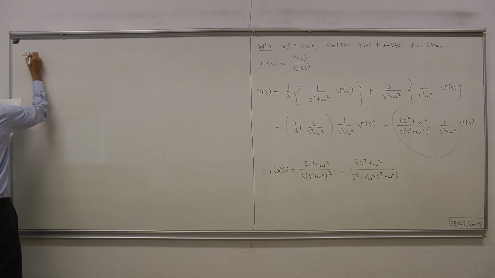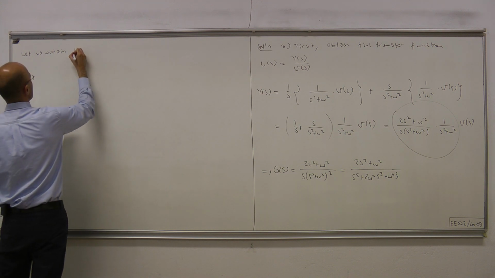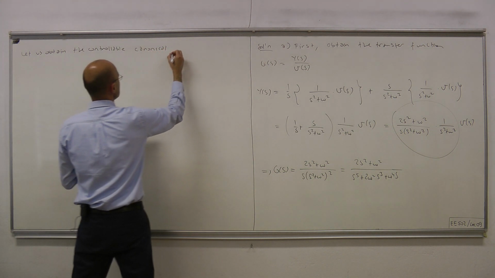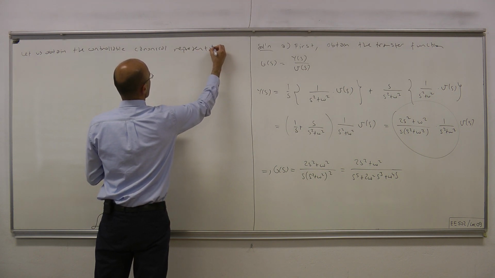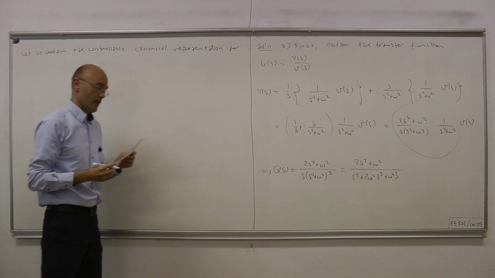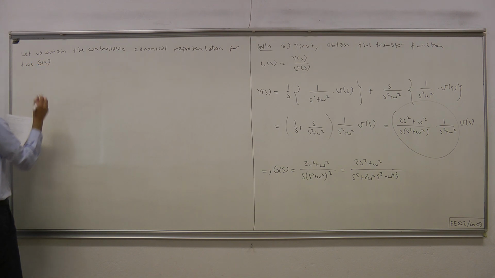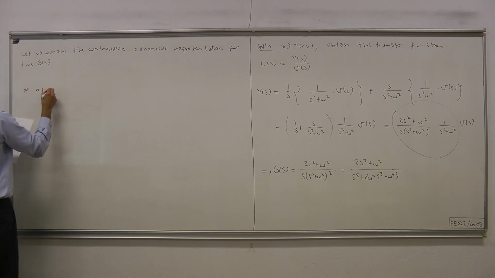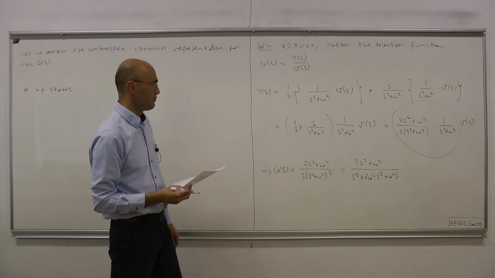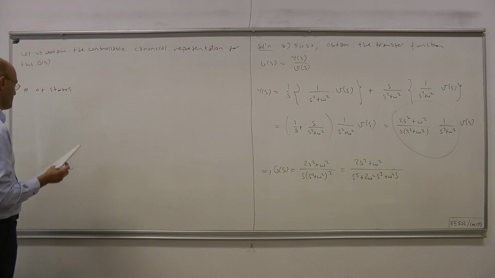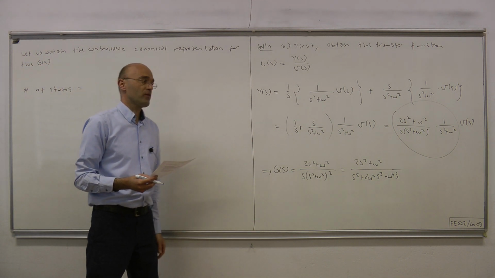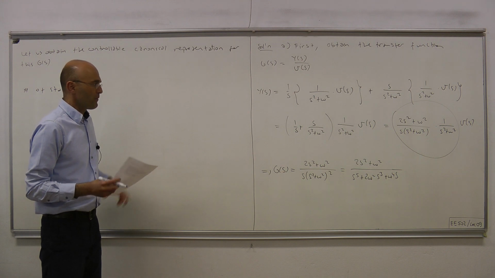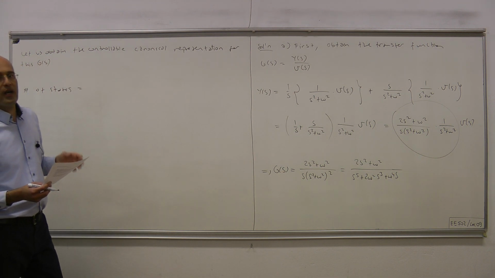Now, let us obtain the controllable canonical representation for our transfer function. Okay, so the number of states for a single input, single output system is simply the degree of the denominator polynomial. But in general, if you have more than one input or more than one output, then things may get a little bit more intricate, especially for more than one input. But for our case, we don't have to worry because we have a single input, single output system.